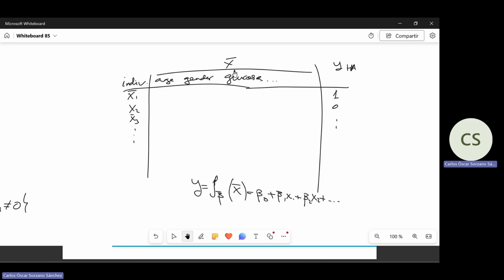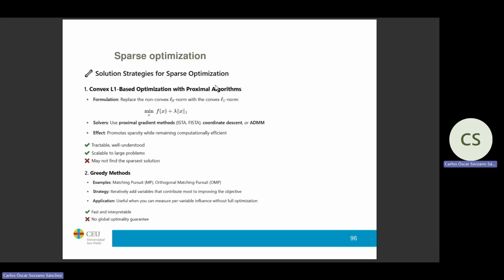That is a greedy approach in which you iteratively add the variables that contribute the most to improving the objective. You have a couple of techniques here: matching pursuit and orthogonal matching pursuit. We will not see the details of these two, but they follow that idea. The problem is that they are greedy, and greedy means there are no global optimality guarantees. The first step already conditions your trajectory in the variable space.